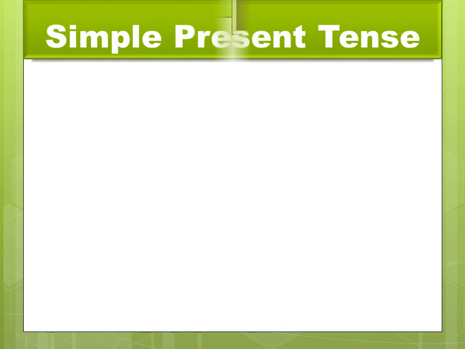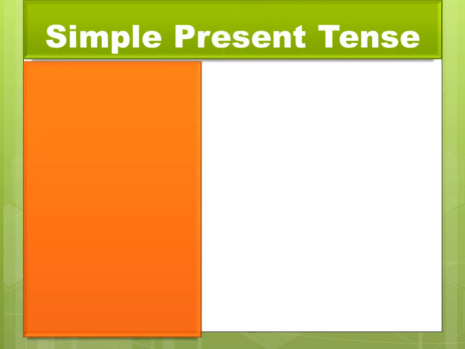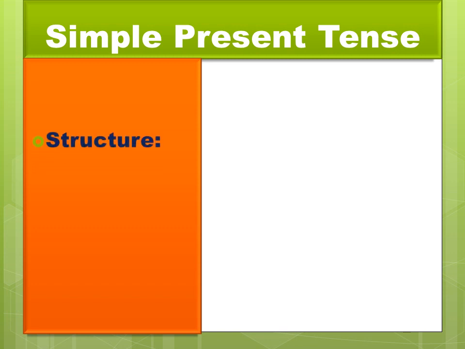Now let's know what is simple present tense. Simple present tense denotes habitual action, an action which happens always or regularly or every day. Now let's see the structure for simple present tense. The structure for simple present tense is V1 or V1 plus S or V1 plus ES.